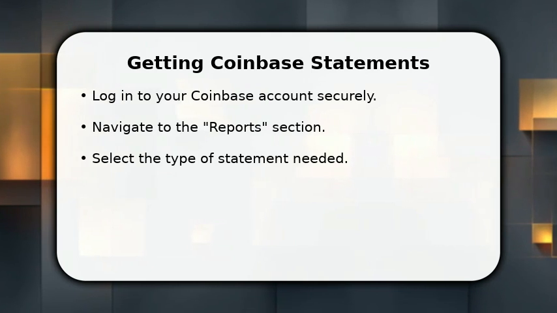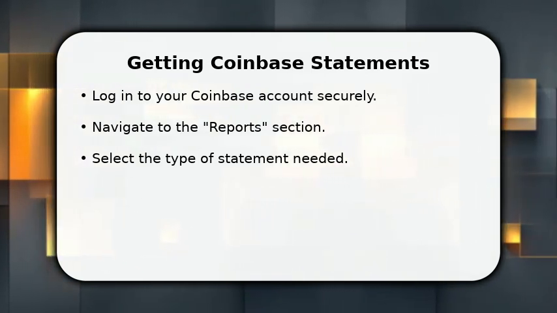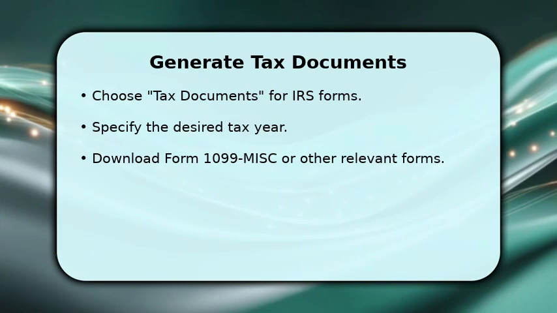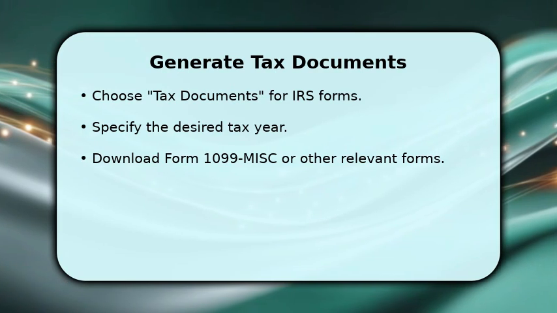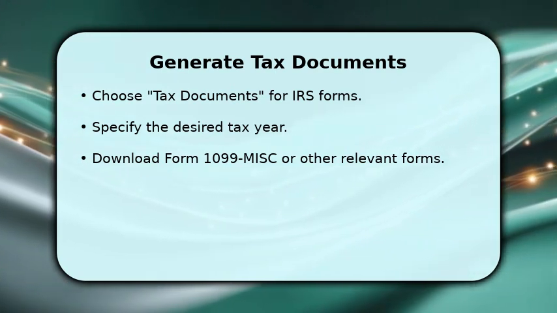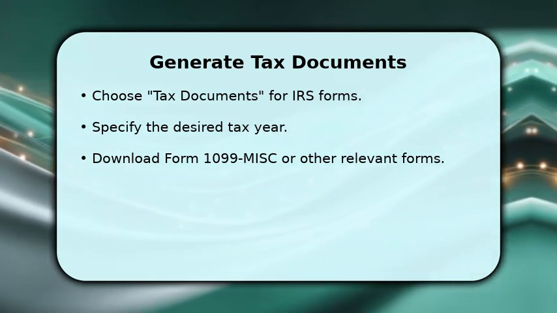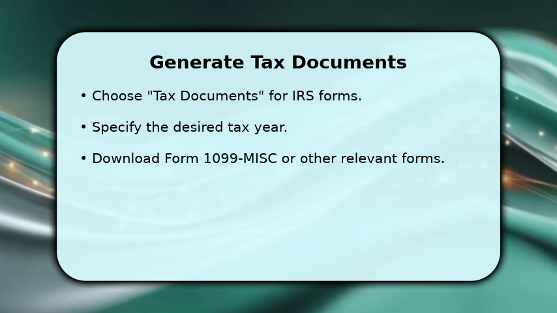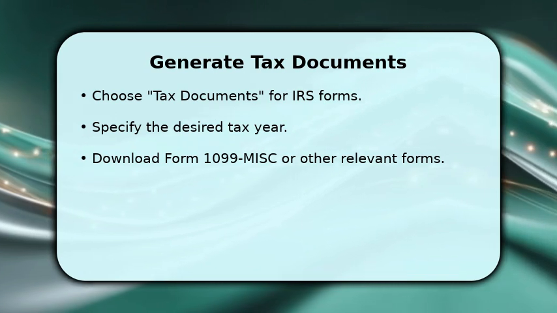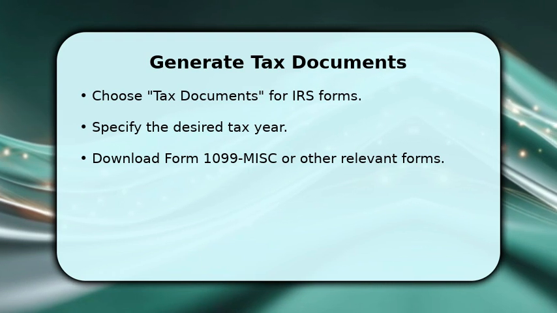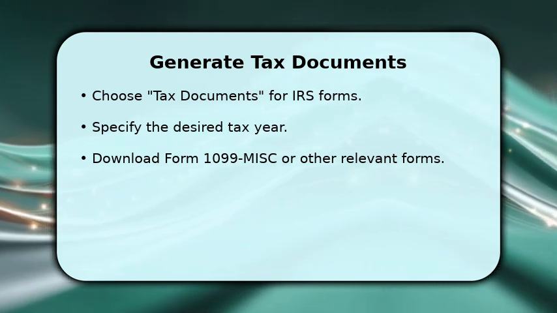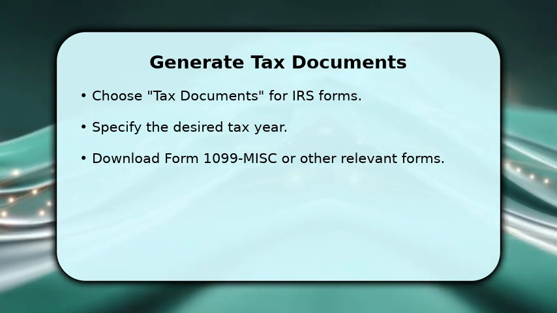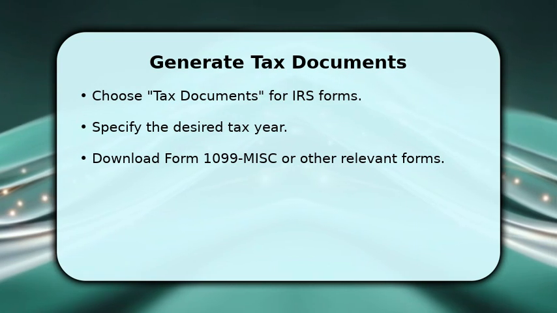From there, you can choose the specific type of statement you need, whether it's for tax purposes or a general overview of your transactions. For tax-related documents, select the Tax Documents option within the Reports section. You'll then be prompted to choose the specific tax year you need. Coinbase typically provides forms like Form 1099 MISC for eligible users who meet certain transaction thresholds. After selecting the year, you can easily download these forms directly to your device, ensuring you have all the necessary information for filing your taxes accurately and on time.